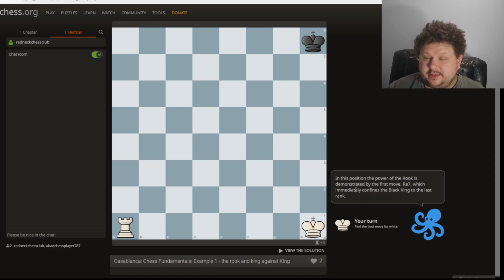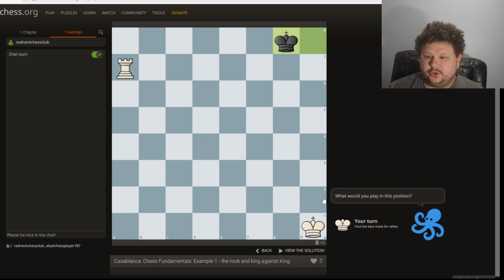In this position, and this is a quote from the book: the power of the rook is demonstrated by the first move, rook to A7. I deciphered this on my own. Rook to A7 immediately confines the black king to the last rank. So we're going to start with rook to A7. All right, so what would you play in this position?